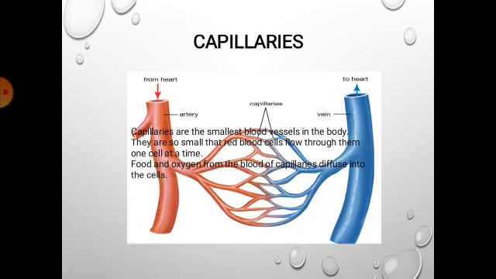Capillaries. Capillaries are the smallest blood vessels in the body. They are so small that red blood cells flow through them one cell at a time. Food and oxygen from the blood of capillaries diffuse into the cells. Waste materials and carbon dioxide from the cells diffuse into the blood of capillaries. Capillaries again join to form larger vessels called veins.